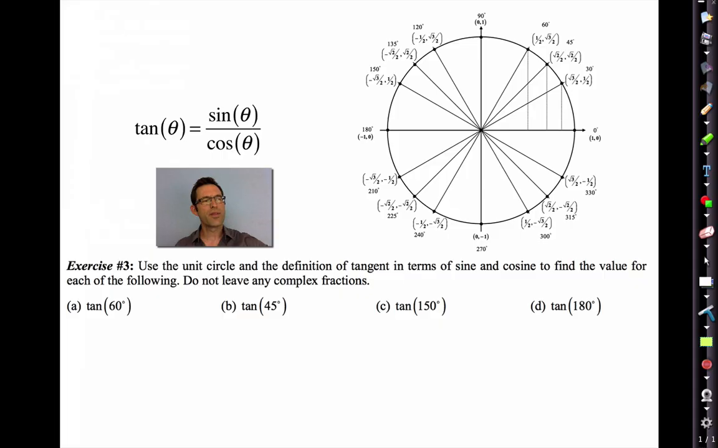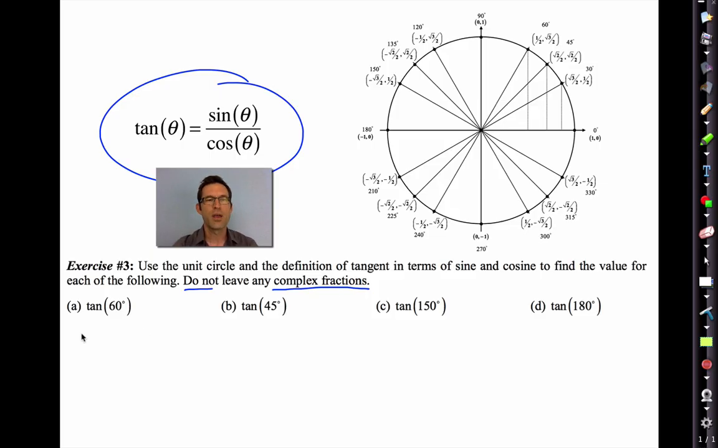So, one of the things you may be asked to do in this course, and certainly further courses, would be to figure out the value of the tangent function for various special angles from the unit circle, right? And this can get a little ugly. So let's take a look at exercise 3. It says, use the unit circle and the definition of tangent in terms of sine and cosine, which is sitting right up here, to find the value for each of the following. Do not leave any complex fractions. So we'll talk about that in a moment. So let's go through it.